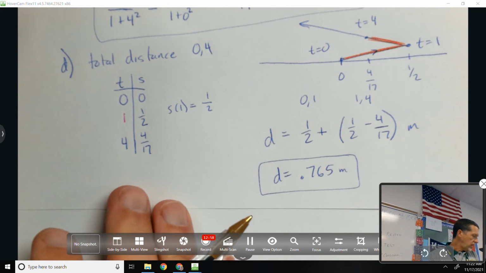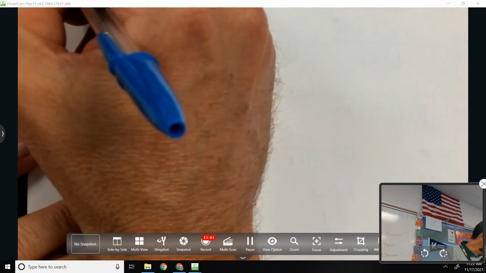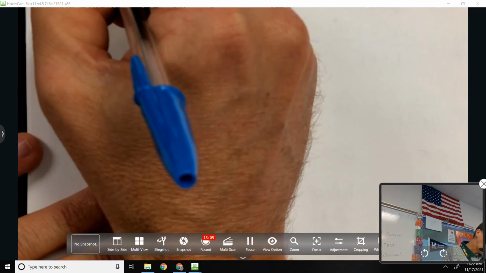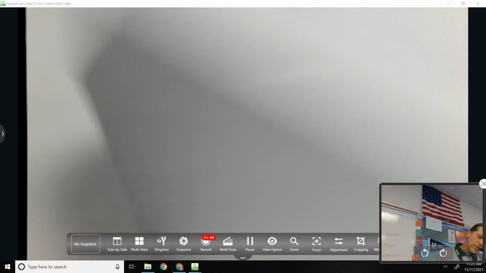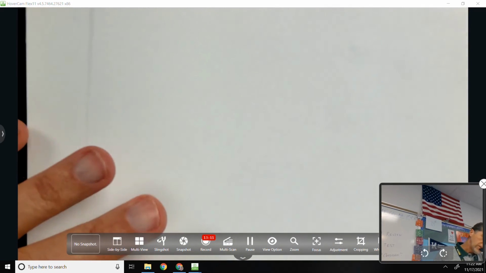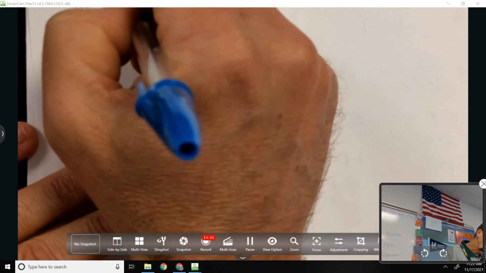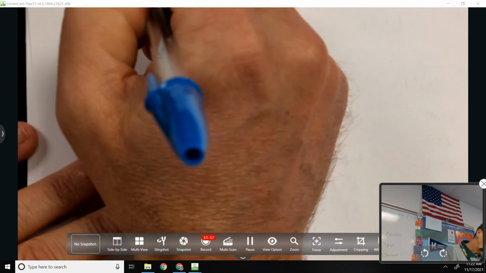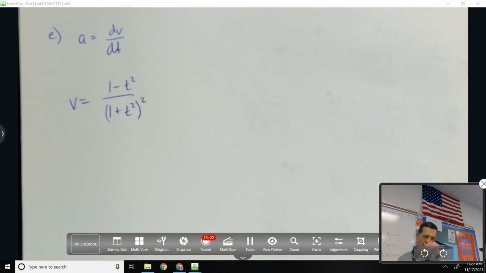Acceleration. Find the acceleration of the particle. Because what does it take for acceleration? Not quotient rule again. V was 1 minus t squared over 1 plus t squared, squared. So yes, I get to do quotient rule again, and this time a little bit harder quotient rule.